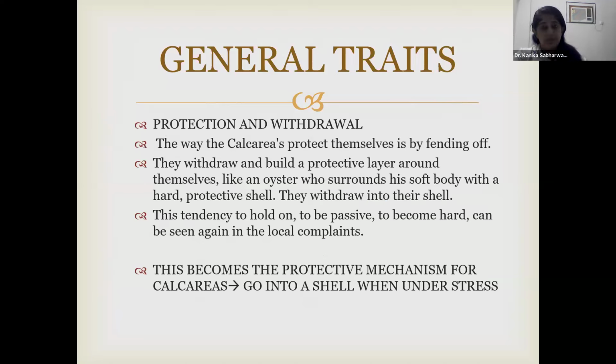Protection and withdrawal. How do they protect themselves? By withdrawing. So again, Calcarea carb shell, doctrine of signature. What do they do? They go into a shell. They withdraw from the situation. They take a step back. So this tendency to hold on and to be passive or to become hard can be seen in local complaints. For example, Calcarea fluorica, Calcarea iodata, so much induration. Induration means hardening, right? So they take a step back, they go into their shell and they harden their protective mechanisms. This is what happens when they feel threatened or under stress.